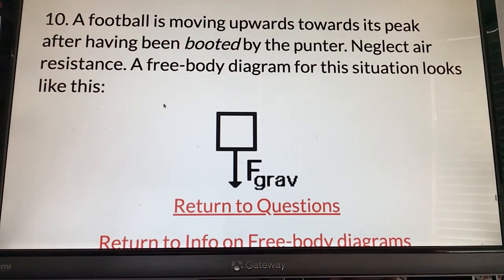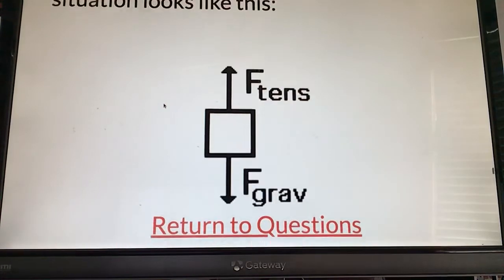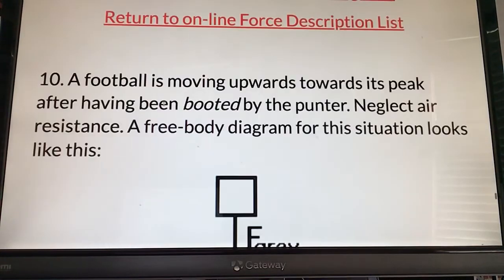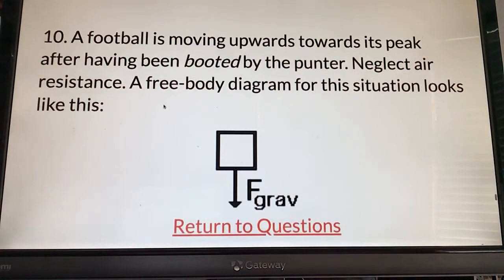And a football is moving upwards towards its peak after being booted by the punter. Neglect air resistance. A free body diagram looks like this. Whoops, one bit too big. So it's just looking at just the up and down.